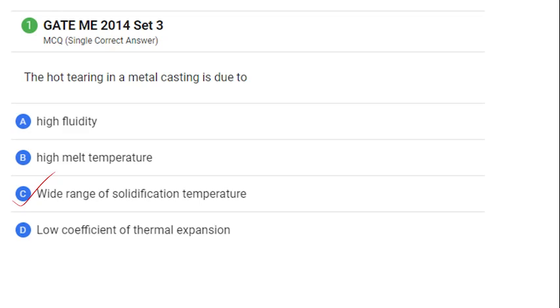Hot tear is formed because of temperature gradient. Due to temperature gradient, some cracks will form, right? That is hot tear. Non-uniform cooling, ma'am. Sorry? Non-uniform cooling, yeah. Whatever will give you a temperature gradient, that could be the answer for hot tear. If thermal stresses will form, due to that cracks will form. That is what is called hot tear.